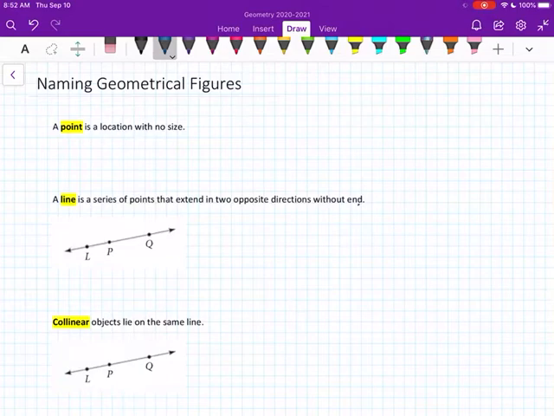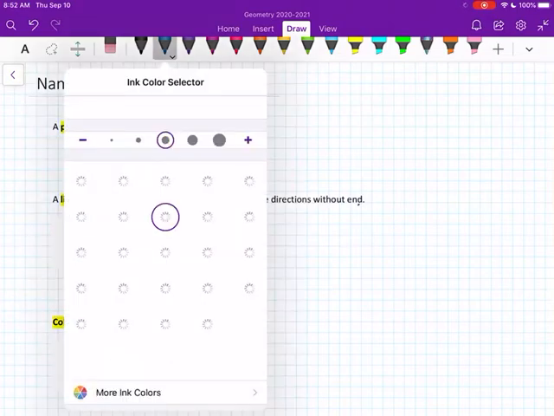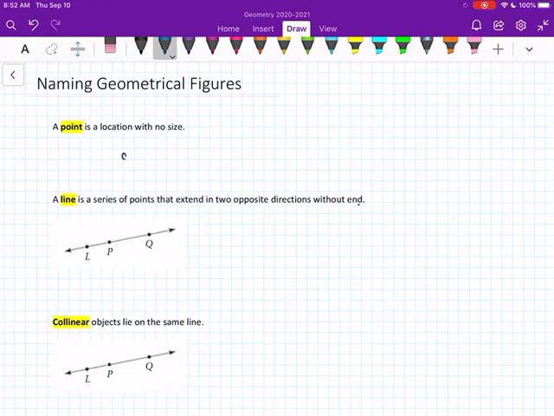So the first thing we're going to talk about is a point, which is a location with no size. A point, we put a dot, so that's how you'll see it on a picture. And then there will be typically a single capital letter. So we would say point P. Point P is how we say it, but we just write the letter P, and that's a single capital letter.